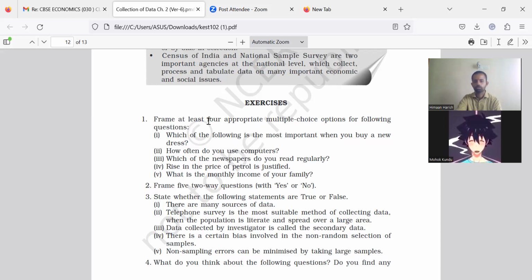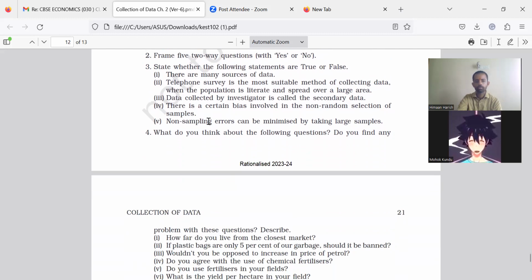And the rise in the price of petrol is justified. So what can be the four options to be given? Price or inflation; oil prices go up; crude oil prices reach a higher price, that's why there's a rise in the price of petrol. And it can also be that the petrol is in high demand, not enough supply.